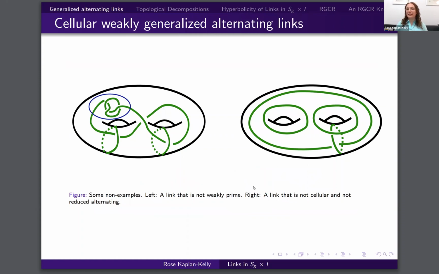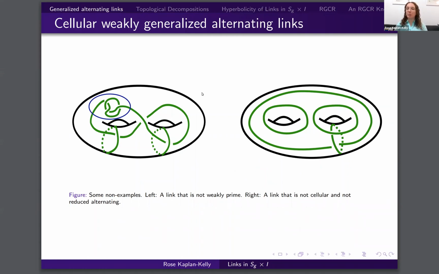Throughout, we'll be interested in cellular weakly generalized alternating links. So that means that our links are reduced. So for any component of the link, there has to be at least one crossing. That rules out links such as this one right here that has this component with no crossings.